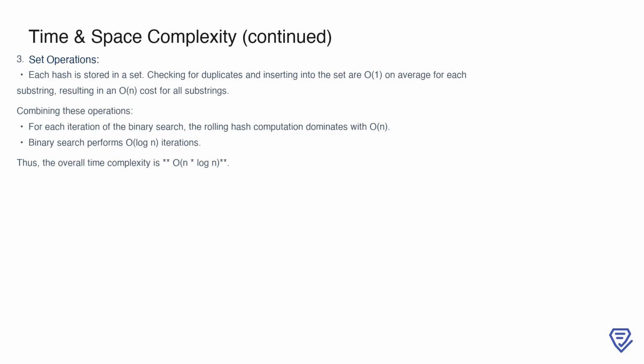When we combine the rolling hash computation and set operations, the dominant cost for each binary search iteration becomes O(n). Since binary search involves O(log n) iterations, the total time complexity of the algorithm is O(n log n). This efficiency highlights the power of combining binary search with rolling hash for substring matching.